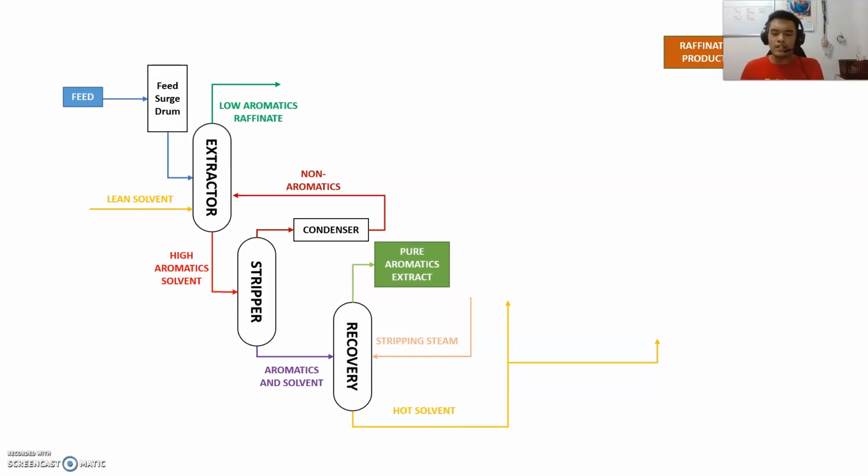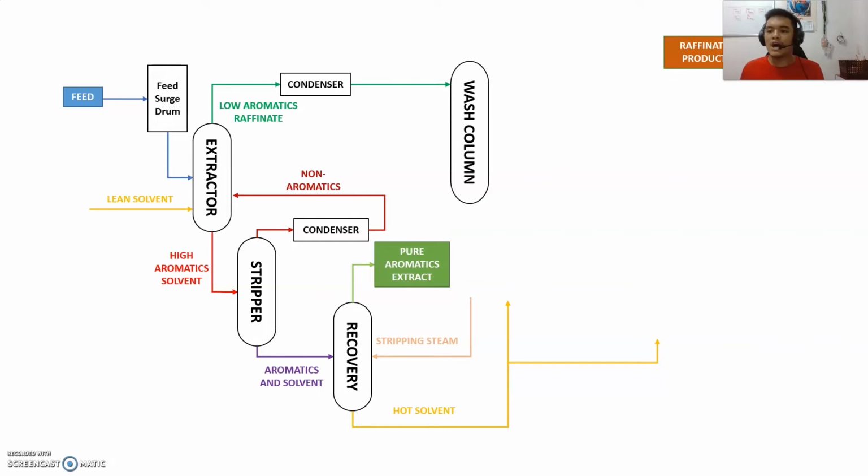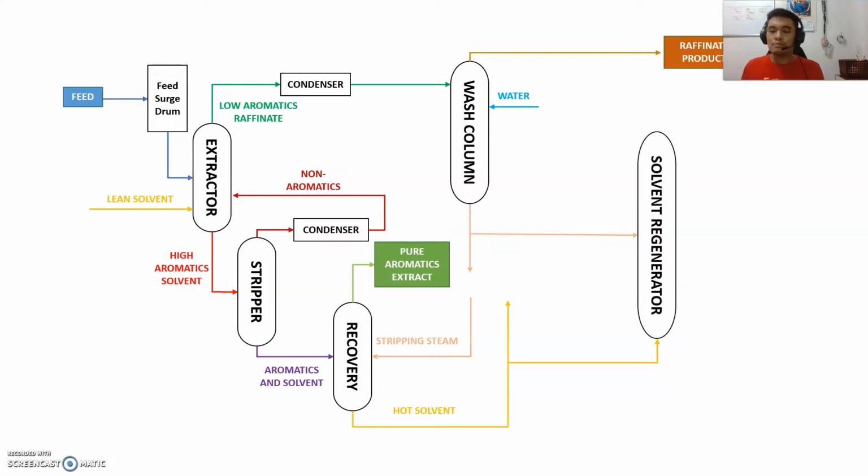The hot solvent is then split into two sides or two lines. But before we discuss where the hot solvent goes, we must first go back to the low aromatics raffinate, where the raffinate is in vapor form. We first condense it to turn it back into a liquid form, and this liquid is then forwarded into a wash column. This wash column is also being fed water, so that one of the products is the raffinate product, which is our aim product, and the bottoms is stripping steam.